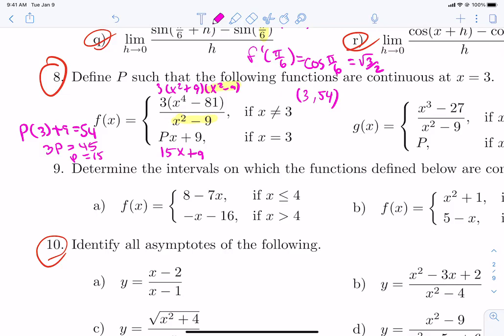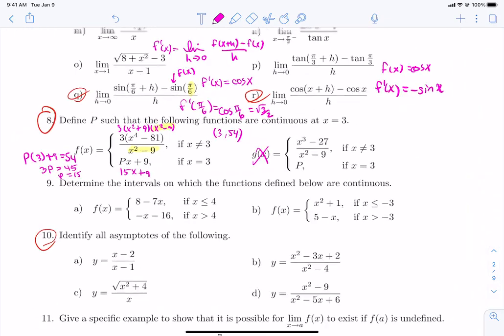Okay? Don't worry about 8 g of x. Just do f of x. Okay? Any questions about number 8?